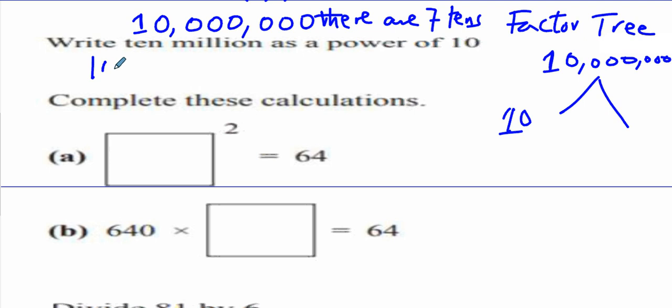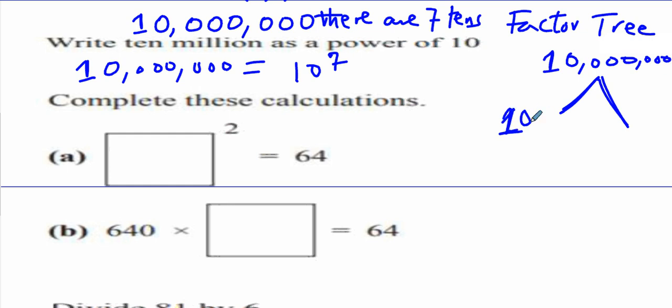So to write 10 million as a power of 10, this will be equal to 10 to the power of 7. And the same applies over here. When you do a factor tree of 10 million, find how many tens are there. You will get 7 tens. So 10 million as a power of 10 will be 10 to the power of 7. Right? I think that helps.